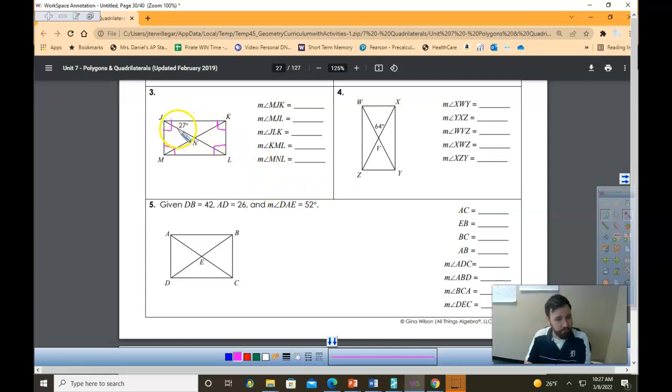So, let's go through. MJK. I'm going from M to J to K. Well, that's a right angle, so that's 90 degrees. Alright, MJL. So now I'm going to start at M, go to J, and go to L, right? So MJL is this missing piece over here. Well, I know the whole thing is 90, so if I do 90 minus 27, I get 63.